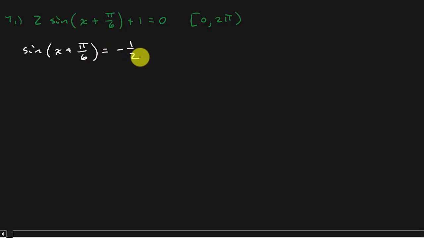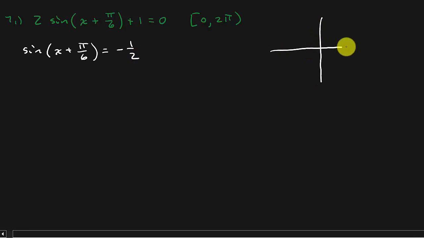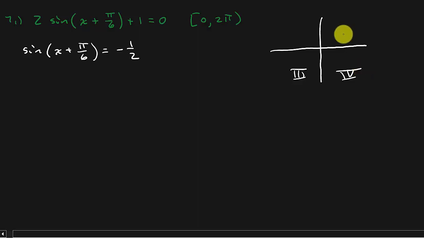All right, so I've got sine equals a negative number. So that tells me that my solution is in the third and the fourth quadrant because that's where sine's negative. So let me ask you this. Is our reference angle one of our solutions? No, because one of our solutions is not in the first quadrant, so the reference angle is not a solution. Well, we need to find the reference angle, don't we?